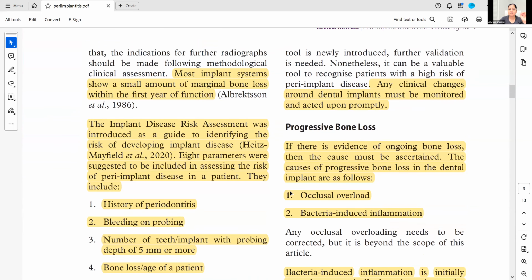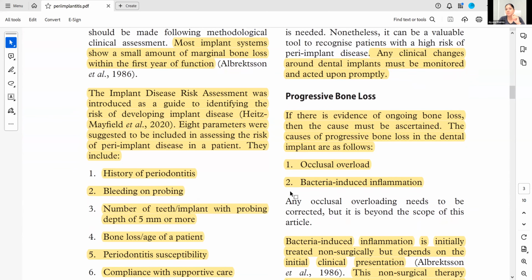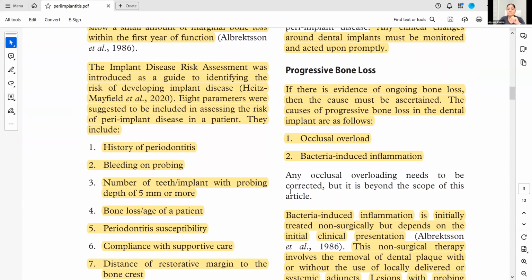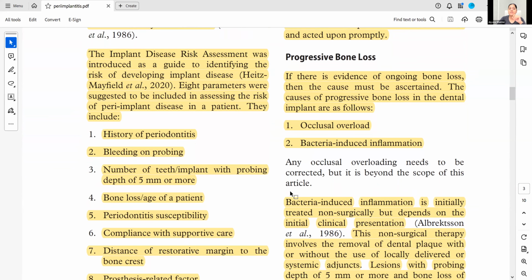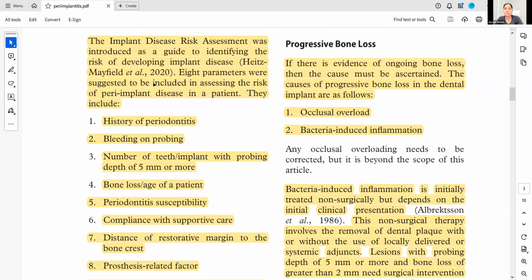Now, most implant systems show a small amount of marginal bone loss within the first year of function, which is normal. So the implant disease risk assessment was introduced as a guide to identify the risk of developing implant disease. It was developed in the year 2020. It's a risk assessment guideline: what puts your patient at risk of developing peri-implantitis?